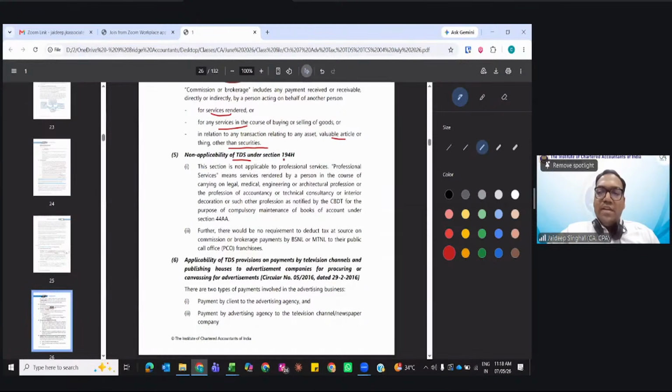Non-applicability of TDS under 194H. This section is not for professional services, because for professional services we have a separate section, that is section 194J. Okay.